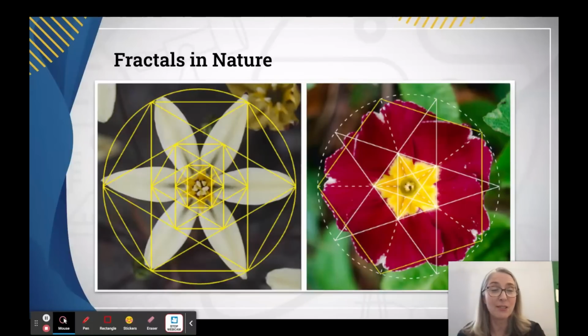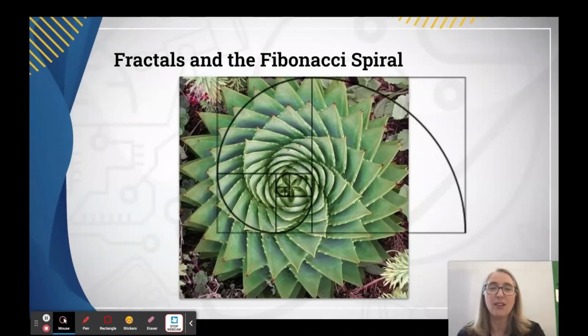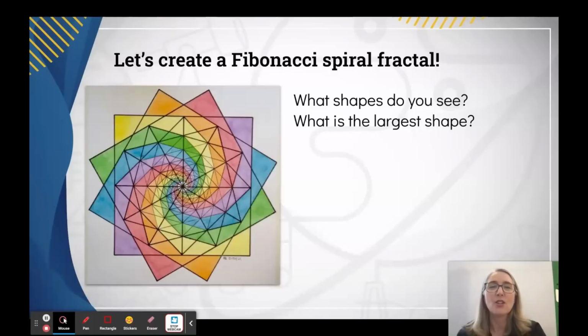Now, what's really awesome is if you have a Fibonacci spiral, and you also have a fractal appearing at the same time, like in this amazing succulent plant. And that's what we're going to be looking at today. So let's create a Fibonacci spiral fractal.